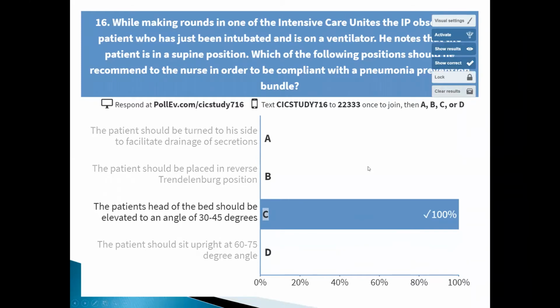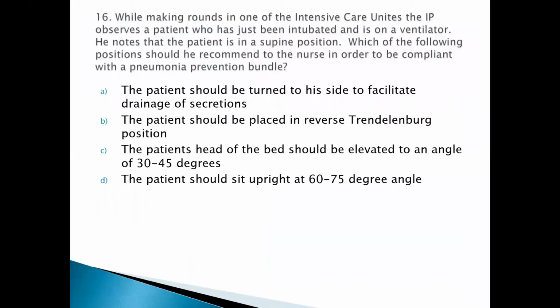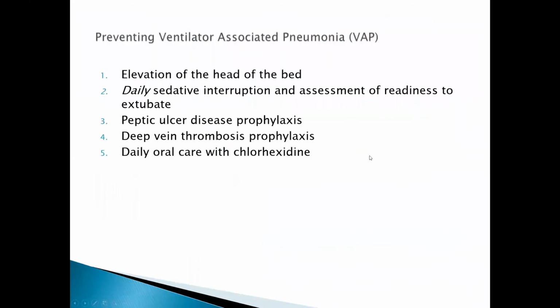All right, so the correct answer is C. The patient's head of bed should be elevated to an angle of 30 to 45 degrees. There's where our slides were out of order. Other things that should be in your VAP bundle would be elevation of the head of bed, daily sedative interruption, and assessment of readiness to extubate.